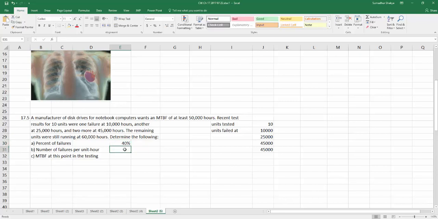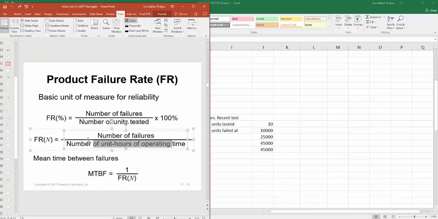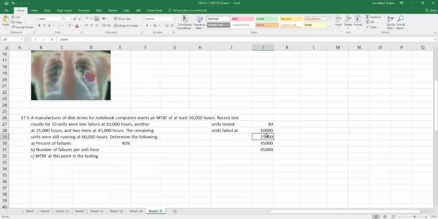in order to calculate the number of failures per unit hour, we want to calculate the operating time. There are two ways to do it. One, 10 units were subjected, of which 4 of them failed. That means 6 of them worked just fine, correct? So let me bring this over here. So 4 of these failed at these specific hours. So 6 of them were working just fine. For how long?